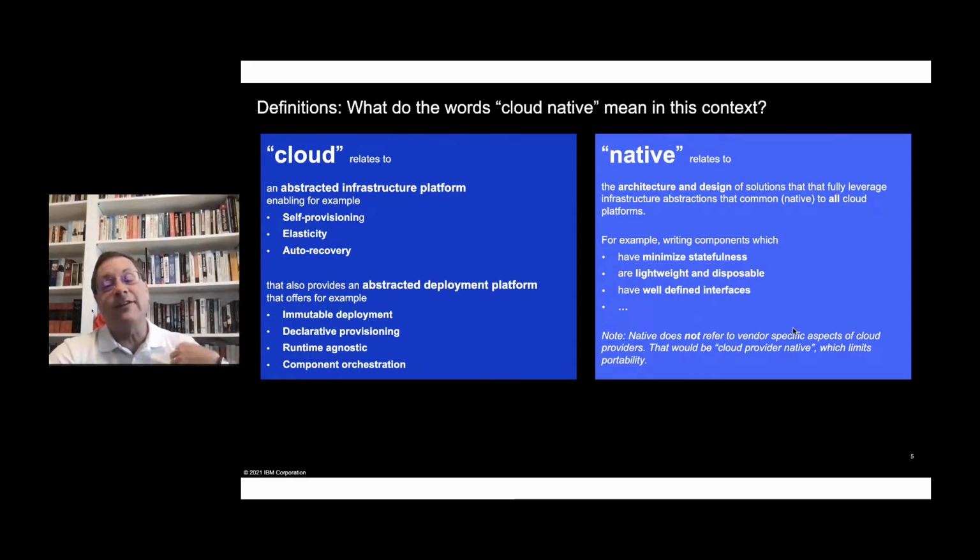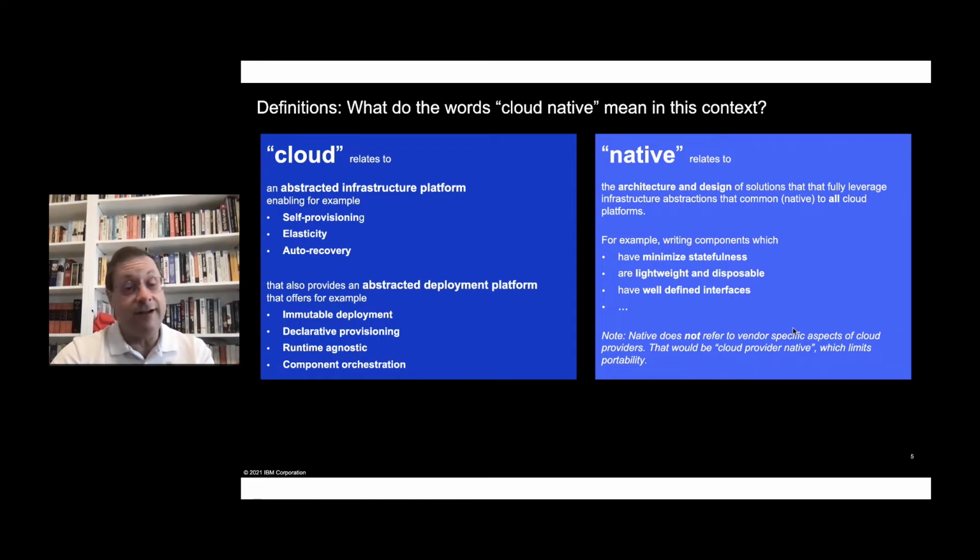You're getting to having an architecture and design of your solution that allows you to be able to deal with immutable deployments and declarative provisioning. That means you're going to have less state. In fact, no state would be the best, although we almost never achieve that. It means you are going to have to build your system as components that are very lightweight and are essentially disposable.